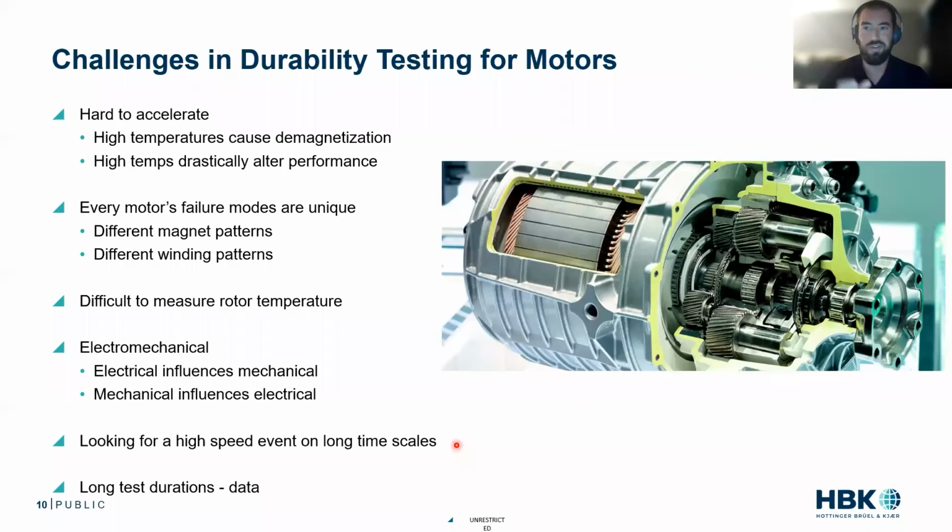A turn-to-turn short is a super fast failure on a time scale of thousands of hours. So we want to look at how an inverter faults in 1/10 of a second on hundreds and thousands of hours of testing. This is a fun measurement, one where HBK is particularly good at. So I get excited. The long test durations and how you manage all that data for maybe hundreds or thousands of hours of testing, HBK does have solutions for that, which I'll touch on a little later. But these are some of the challenges, the length of some of these durability and fault runs.